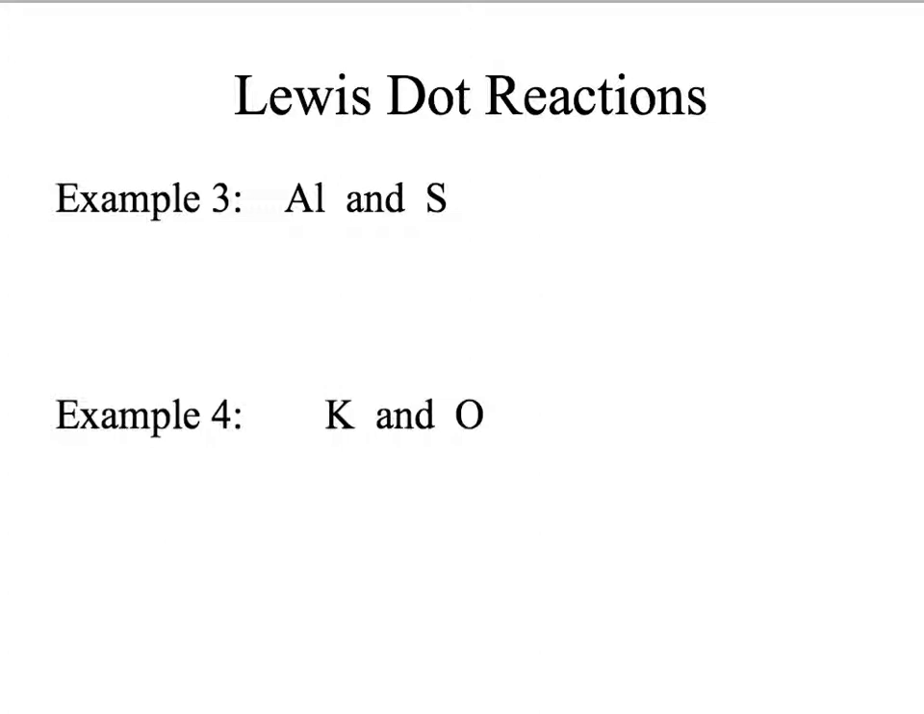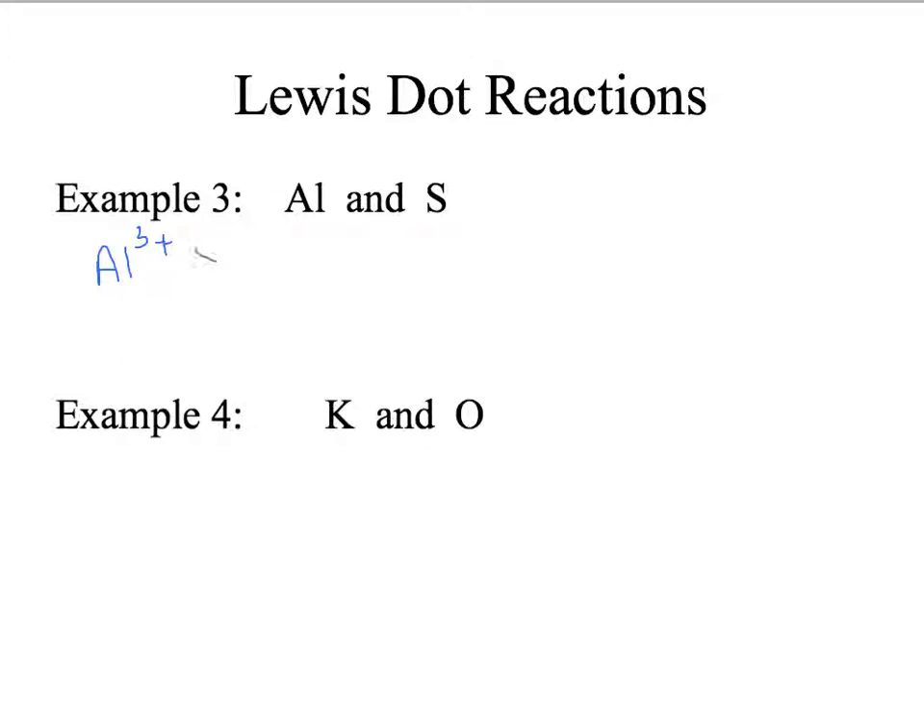So let's try 2 more examples. If you want to try to pause me and see if you can do this on your own, I will work them out and you can kind of check your work. But eventually you are going to take a quiz over these and show me that you can do these Lewis dot reactions. So aluminum is 3+, and you should have a periodic table that has all of these on there for you, so you should be able to look them up.